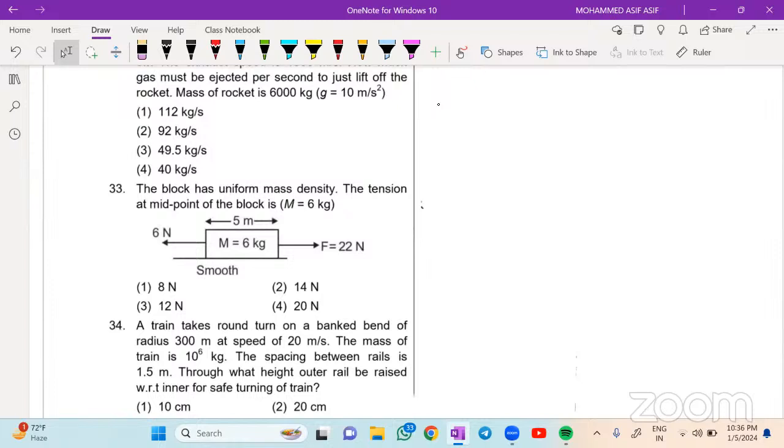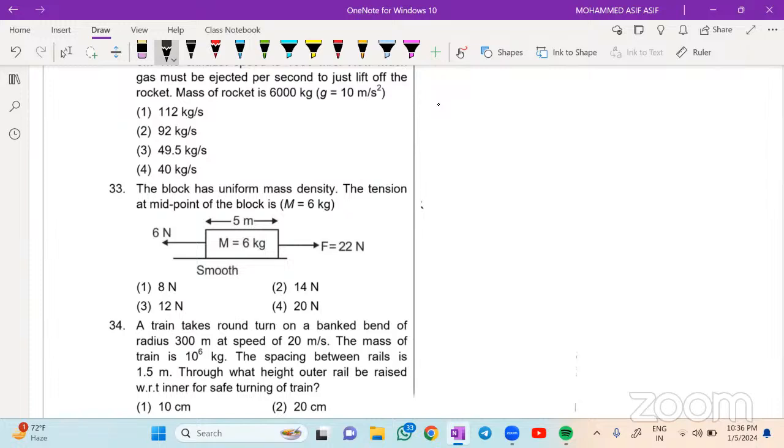Try once fast. Question number 33. Anyone? The block has a uniform mass density. The tension at the midpoint of the block is... The mass is given as 6 kg, 6 Newton, and F is 22 Newton.